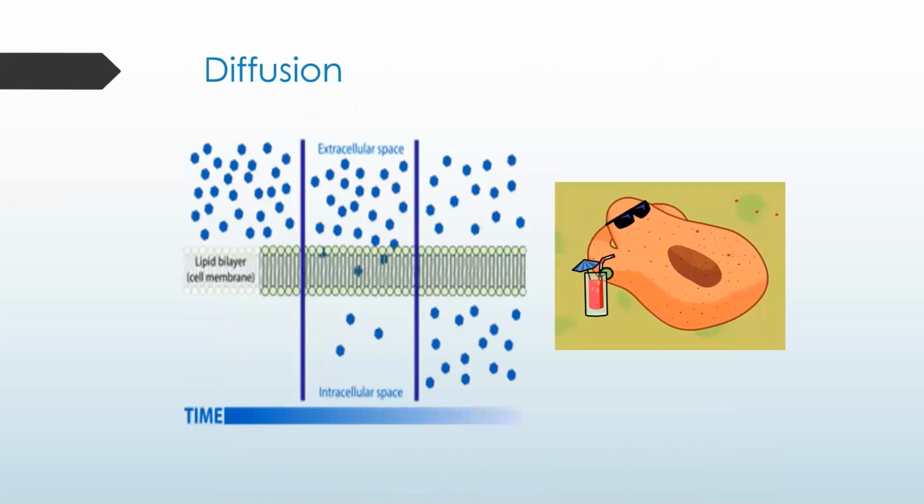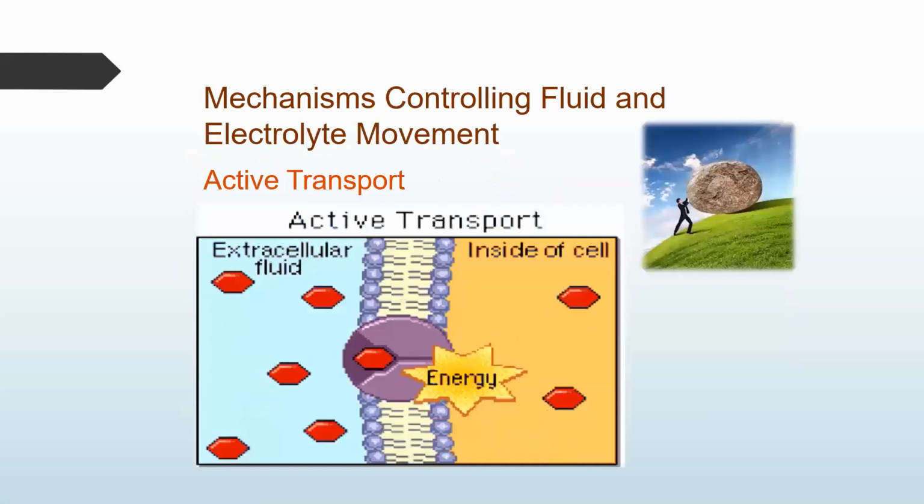This is an example of diffusion. Remember, diffusion moves from higher concentration to lower area of concentration. It is passive. It does not require energy. Movement of the molecule stops when the concentration equalizes.